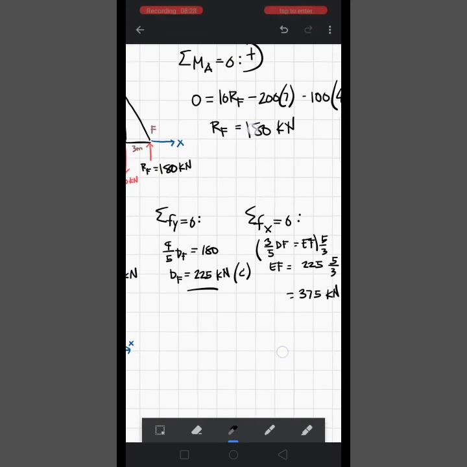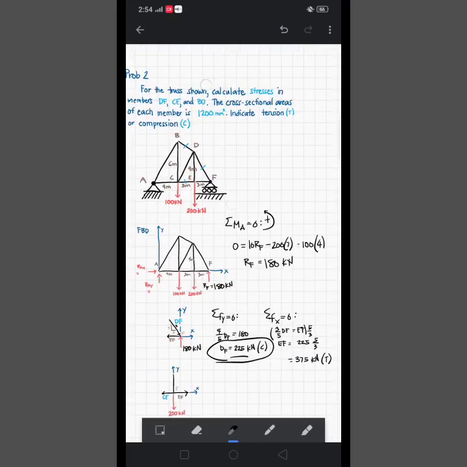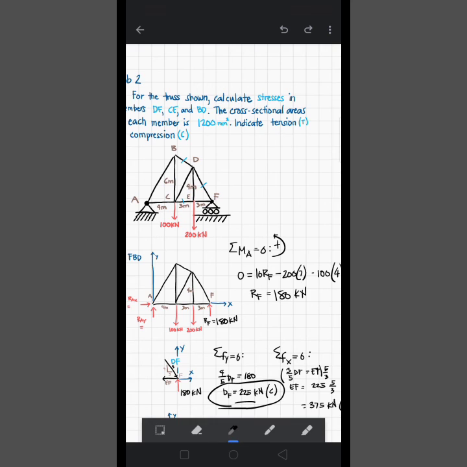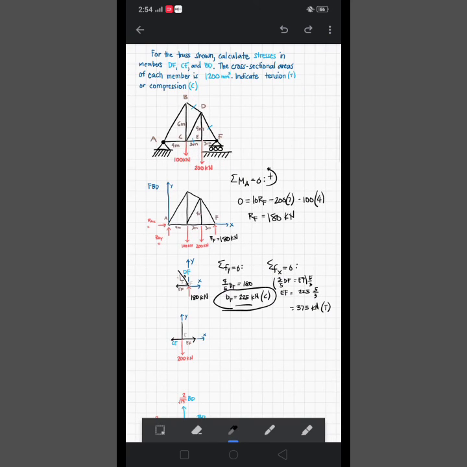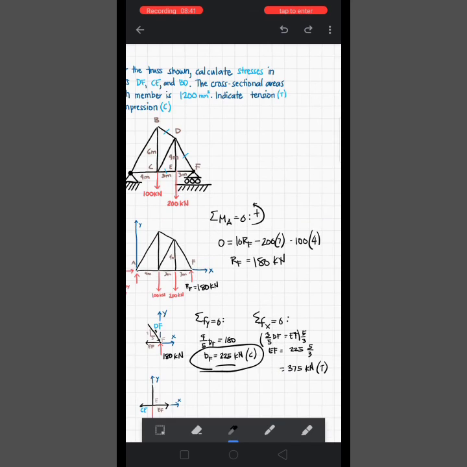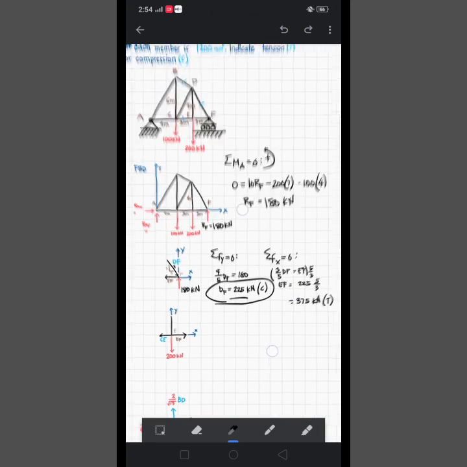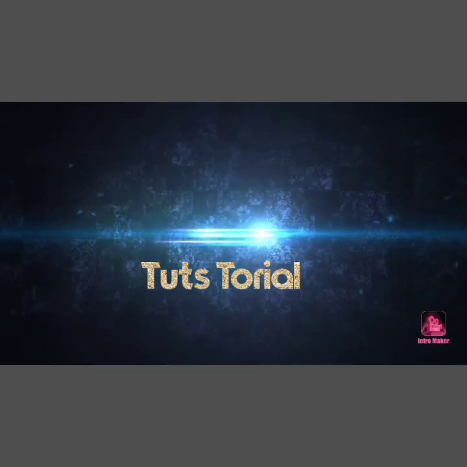So now that we know the force in DF, and we're also provided that the cross-sectional area of each member is 1,200 millimeters squared, we can now solve for the stress in DF.